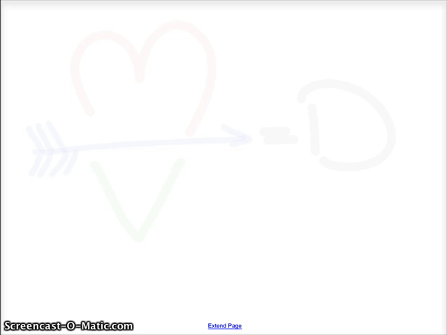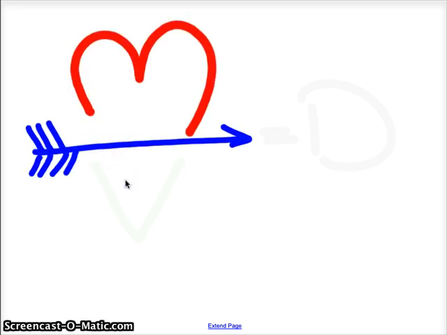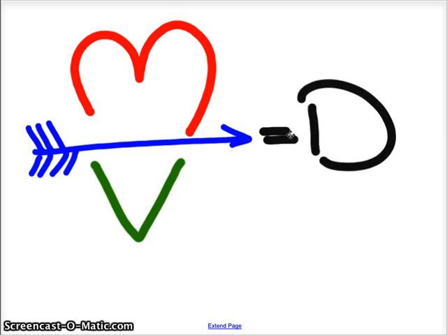Now, one way we can remember this equation is if we're working with density, we really want to love our density. And so therefore it's mass over volume, and we are in love with density.